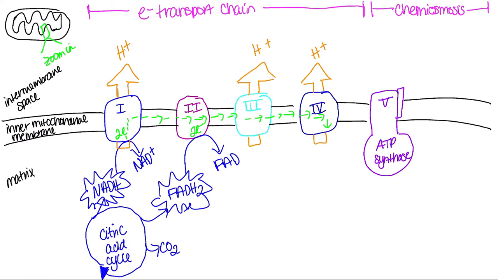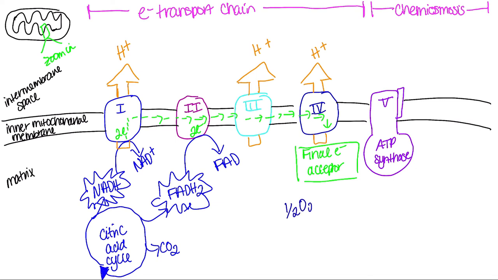So now finally, complex 4, we have reached the final electron acceptor. So at this stage, we take the electrons that have been passed through complexes 1 through 4 in a series of redox reactions, and they are finally accepted by a final electron acceptor, and that is oxygen.